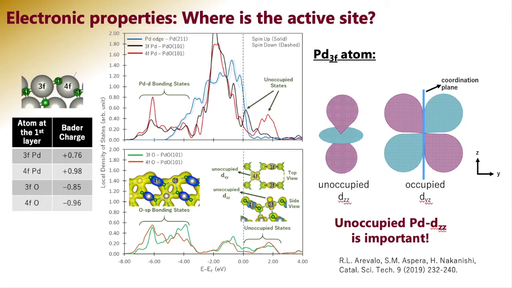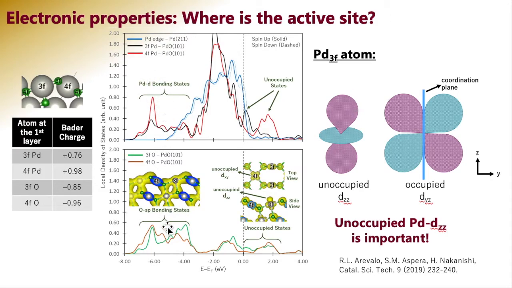Correspondingly, the sp states of the oxygen 3F and 4F atoms are shown in this figure. With respect to the d-band of the non-oxide palladium 211, there's an emergence of unoccupied states above the Fermi level in the d-band of both palladium 3F and palladium 4F atoms of palladium oxide 101. A broader unoccupied state is seen for the palladium 4F atom, corroborating the earlier noted greater electron loss in the Bader charge analysis. In the energy range below -4 electron volts, new states are formed in the d-band of the palladium 3F and 4F atoms with respect to the d-band of the pure palladium atom.